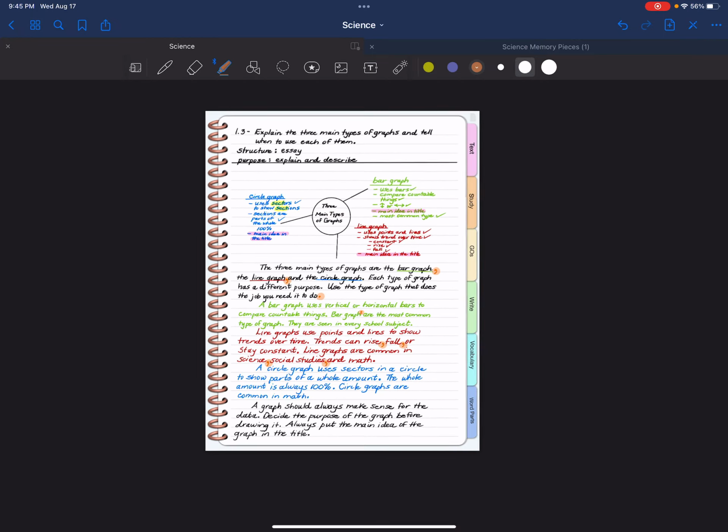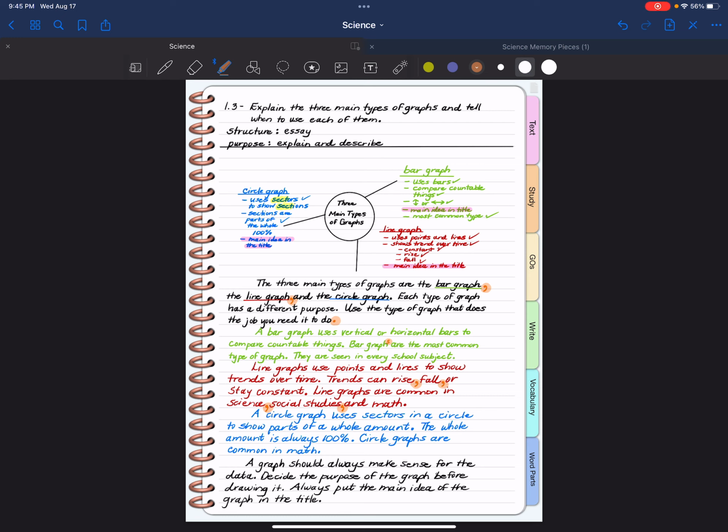Okay, this is not the best piece of writing, but it's not the worst either. It's well organized. It has that hamburger structure, and that's what we want if we're writing an essay. It's really detailed. It has all the details that we needed to include. So the purpose was to explain the 3 main types of graphs. We did that. We talked about circle, line, and bar, and we told when to use each of them. We talked about the different school subjects.